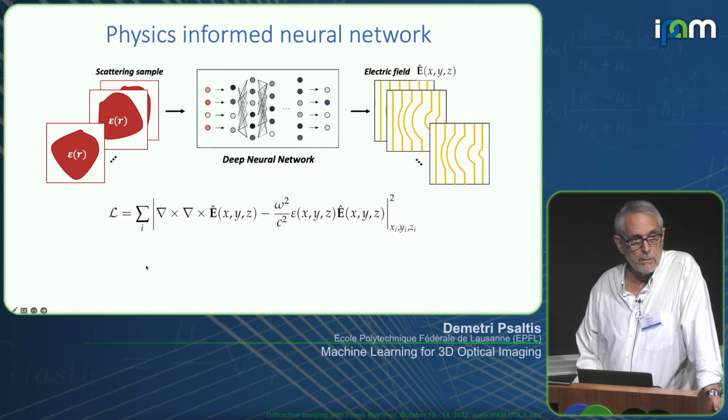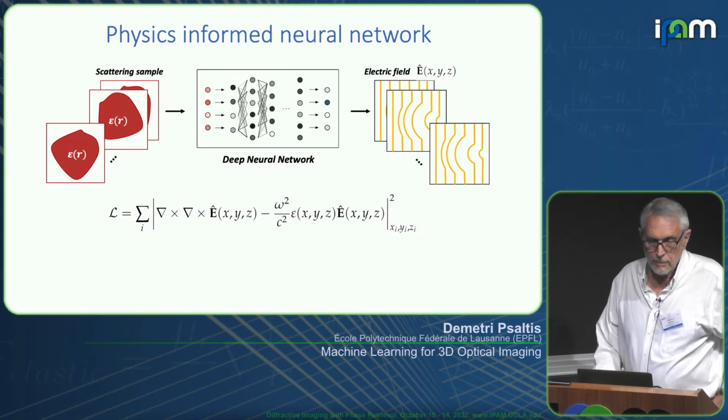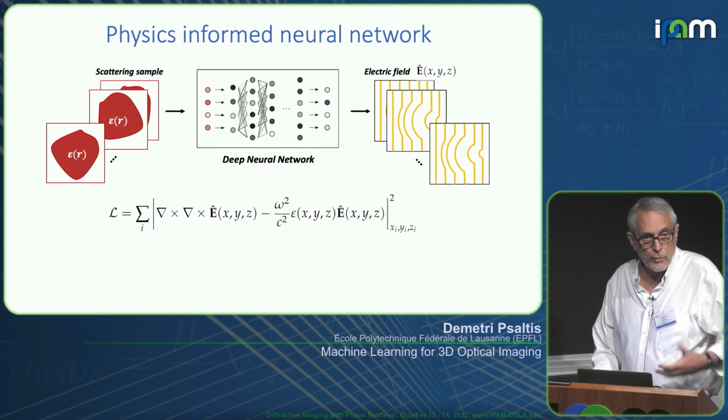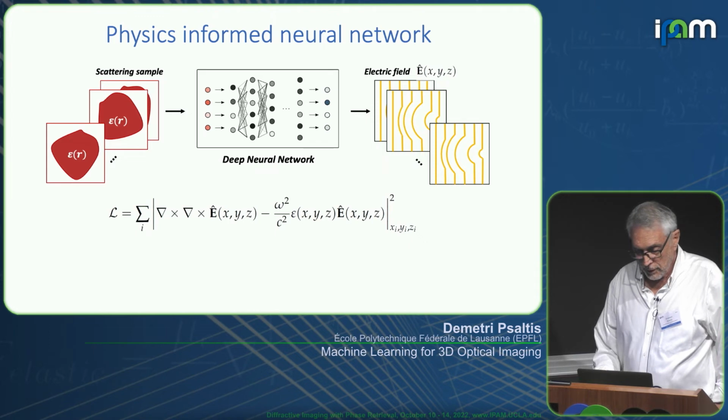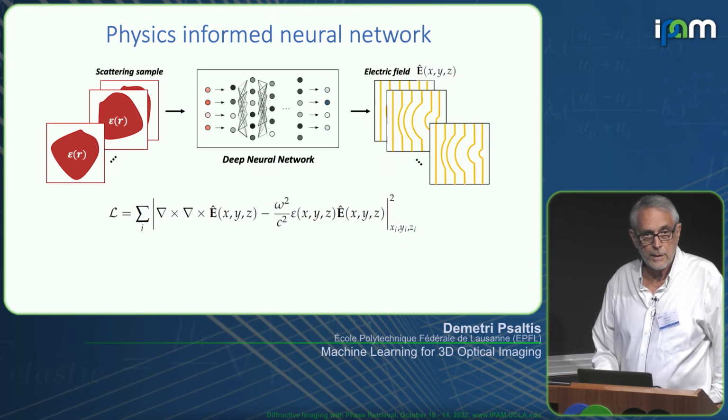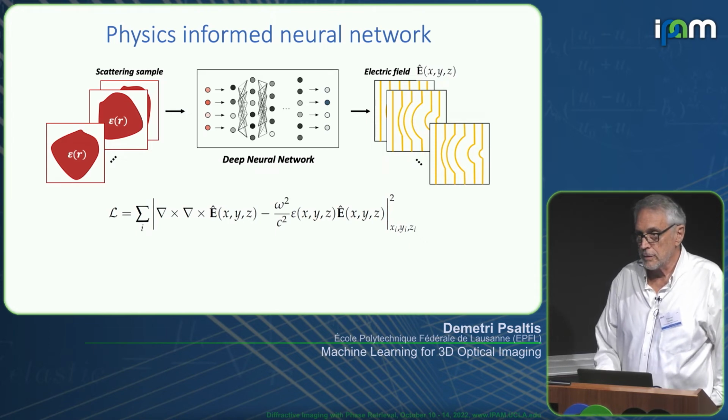So now, the fact that we know that the data we're dealing with and the problem we're asking is an electromagnetic problem, we can directly apply this constraint that Maxwell's equations should still apply on one of the quantities that we're guessing, which is the electric field.